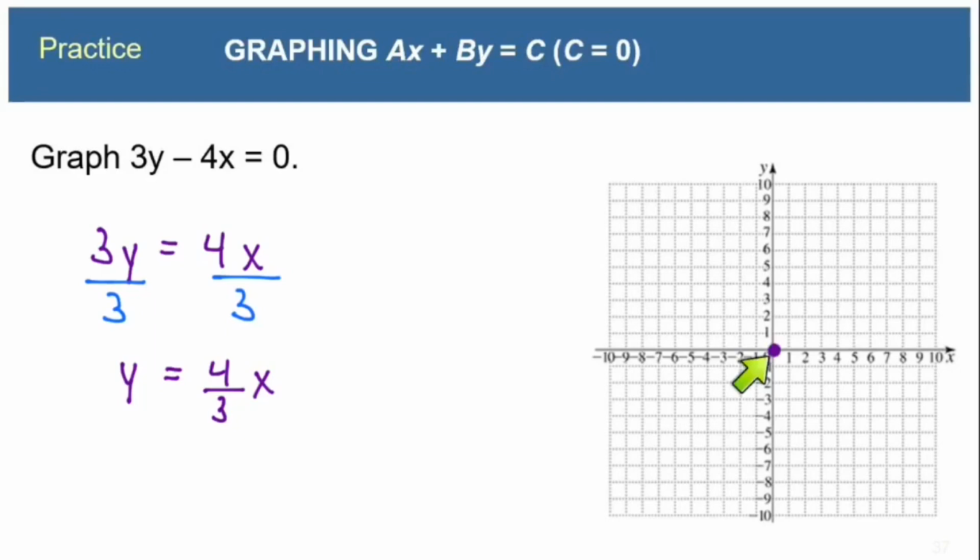So we put a dot right there at the origin, and then use the slope as rise over run. So rise 4, run 3, put a dot right there, and connect the two dots with a straight line, and that's it. Guys, graphing takes a little practice. A lot of students say that they have trouble with graphing.